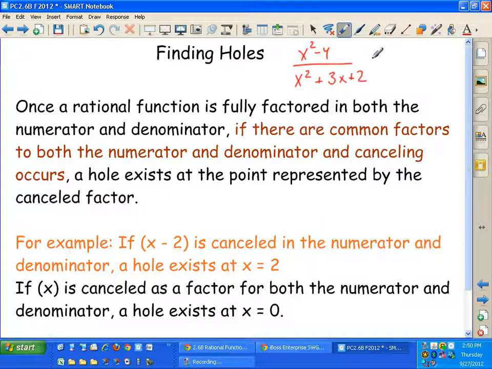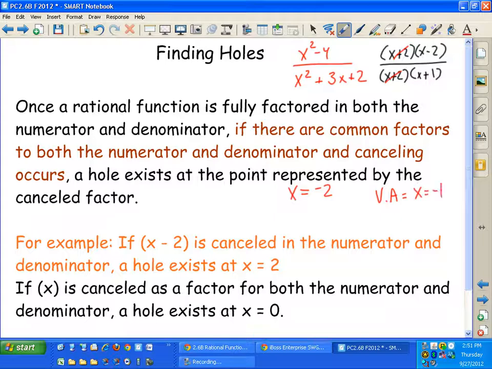So I'm going to factor the top of this and get x plus 2 times x minus 2. On the bottom, if I factor this correctly, I should get x plus 2 times x plus 1. And now you'll notice that the x plus 2's top and bottom will cancel out, creating a hole in the graph at x equals -2. So the hole comes from what cancels out. We still have a vertical asymptote at x equals -1, because that does not cancel out.